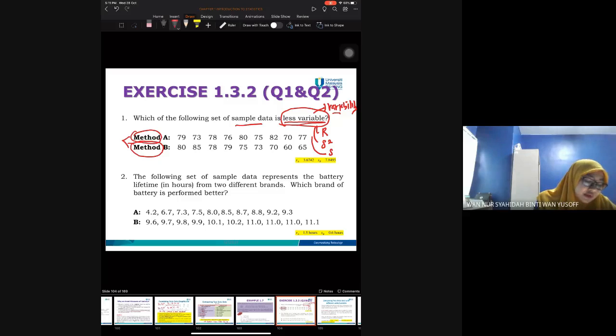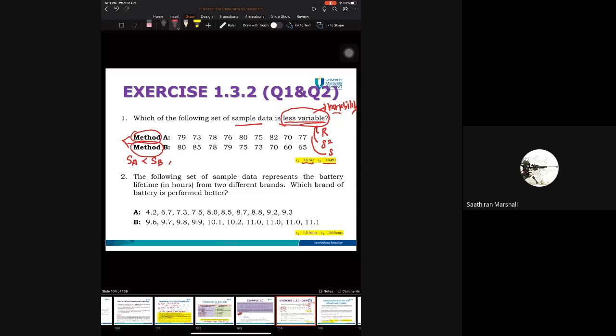So here we have SA equals 3.6742 and SB equals 7.8493. Okay, that's the value. And then we go to answering the question, because the question is not what the value is. It is about which one is less variable. So the next step is to compare. We have SA less than SB.